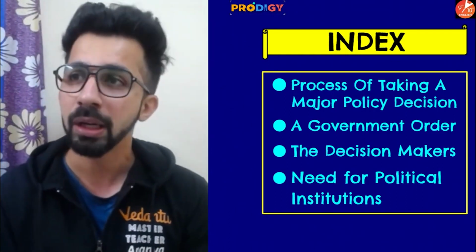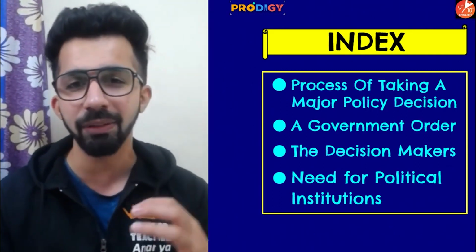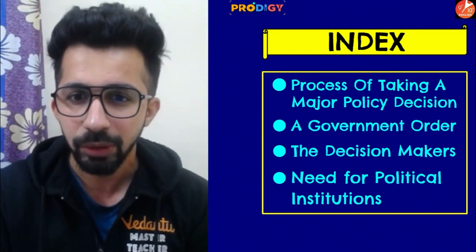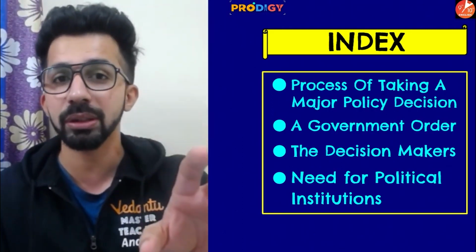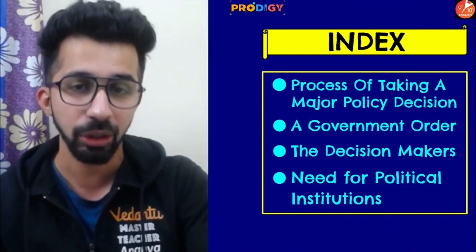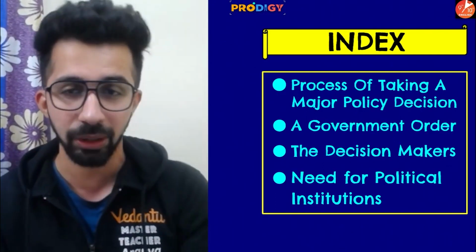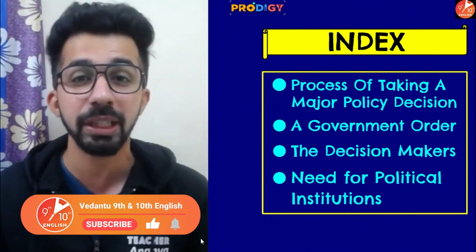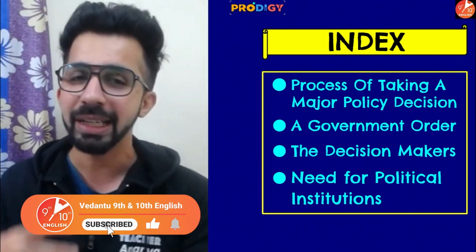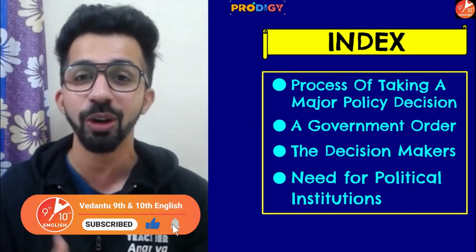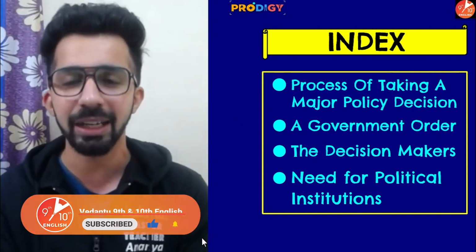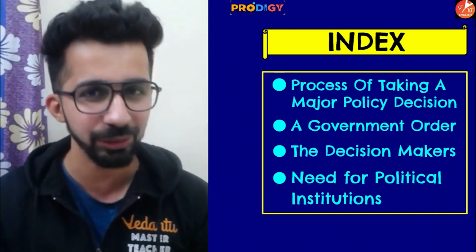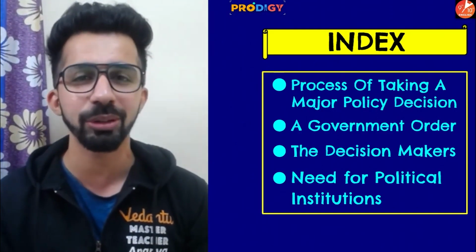All right. Now, guys, whenever any government order is issued, there is someone who takes the decision. Okay. So, who is that person who is actually taking the decision? Who are the decision makers? All right. So, we are going to talk about all those people, not only one person, but there are many people who are involved in taking the decision. So, we are going to talk about those decision makers and we are going to talk about why we need these political institutions. So guys, this is what I'm going to teach you in detail.